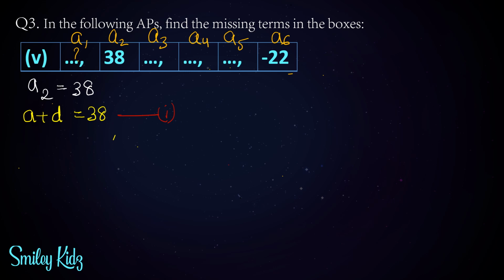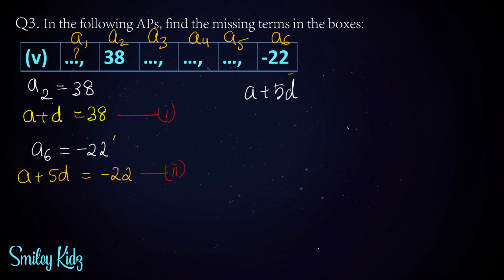We're good to go. And the other value we know is A6 is equal to minus 22. So A6 is equal to minus 22. And what is the value of A6? It's basically A plus 5D. So A plus 5D is equal to minus 22. And we have arrived at our second equation of the day. Now, you're going to subtract both the equations. So we have A plus 5D is equal to minus 22 and A plus D is equal to 38. Are we good to go? Well, yes.